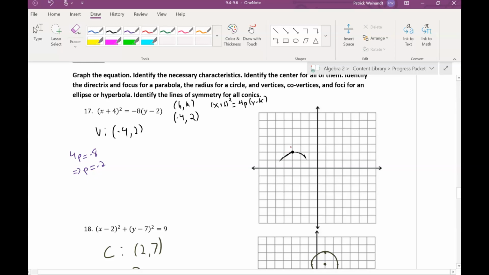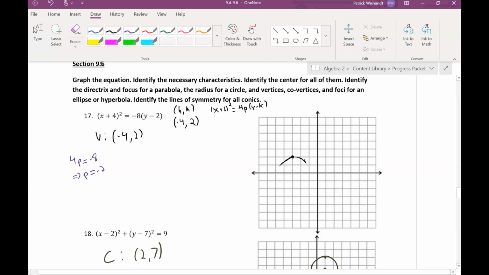Since we know that it opens down, I guess that might even be a better tip, we know our focus is going to be 2 away from that vertex. So 1, 2, like this. And we know that our directrix is going to be 2 above that value. So that should be 1, 2, go through here. And remember, our directrix is a line. Okay, so let's just finish graphing this.